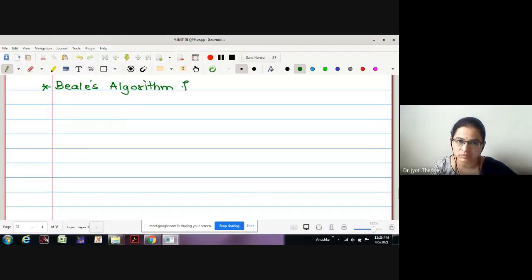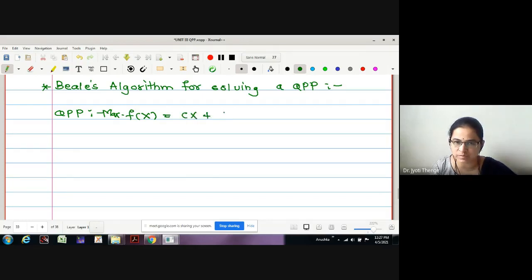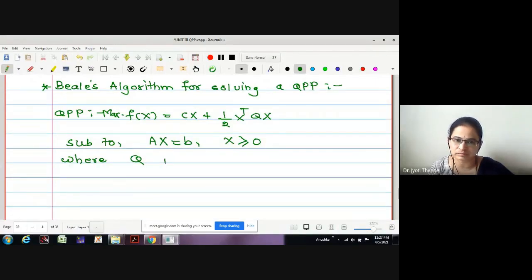Beale's algorithm for solving a quadratic programming problem. What is a quadratic programming problem? Let me write the format. Maximize f of x equal to, in matrix form, cx plus half x transpose Qx, subject to Ax equal to b, x greater than or equal to 0, where Q is a symmetric matrix.